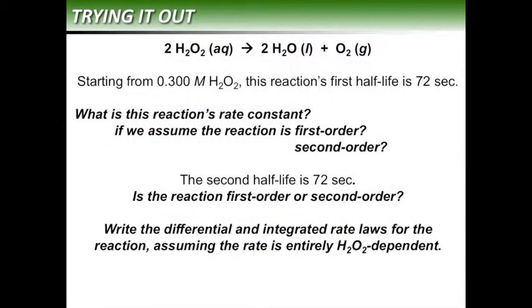So that assistance is that it's going to now tell us that the second half-life, the amount of time it takes to destroy half the stuff after the first half of the stuff has been destroyed, so getting down to 1/4 of what we began with, also takes 72 seconds. And so here are the questions I have for you. First off, is the reaction first order or second order? Secondly, can you write the differential and integrated rate laws for the reaction based on that answer, assuming that the rate is entirely H2O2 dependent? Lastly, I want you to try to tell me, how long would you have to wait from the original starting point before the rate of the reaction dropped to 1.0 times 10 to the minus 4 molar per second?